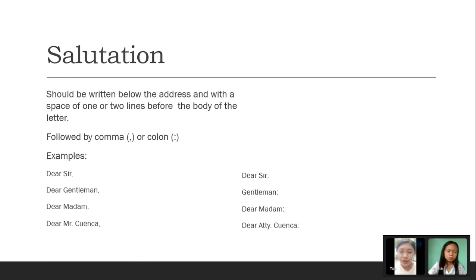Salutation should be written below the address, with a space of one or two lines before the body of the letter, followed by comma or colon. Example with comma: Dear Sir, Dear Gentleman, Dear Madam, Dear Mr. Cuenca.